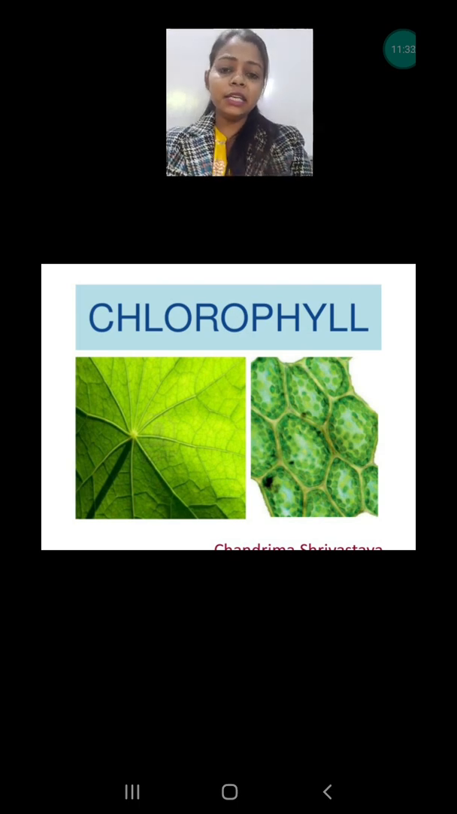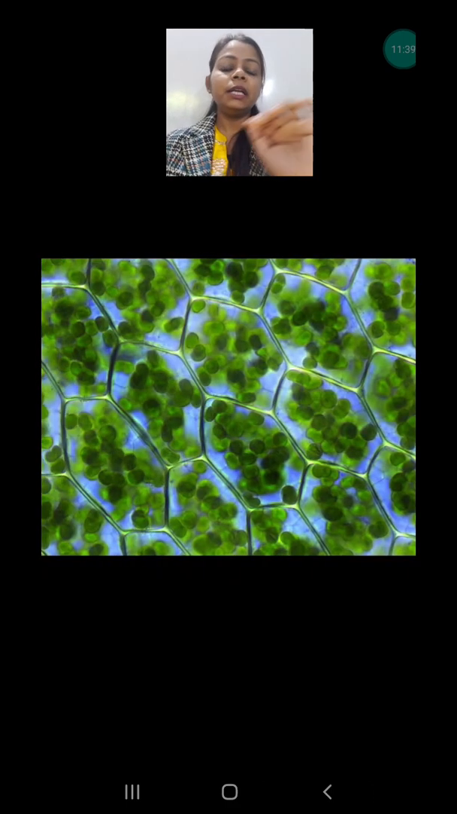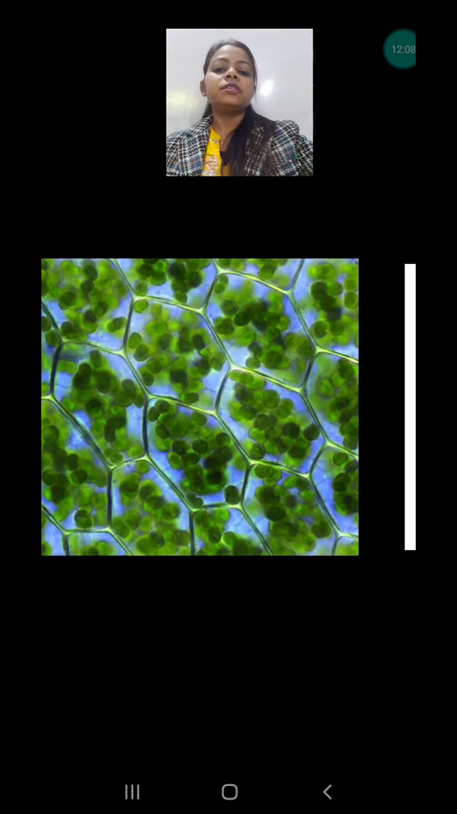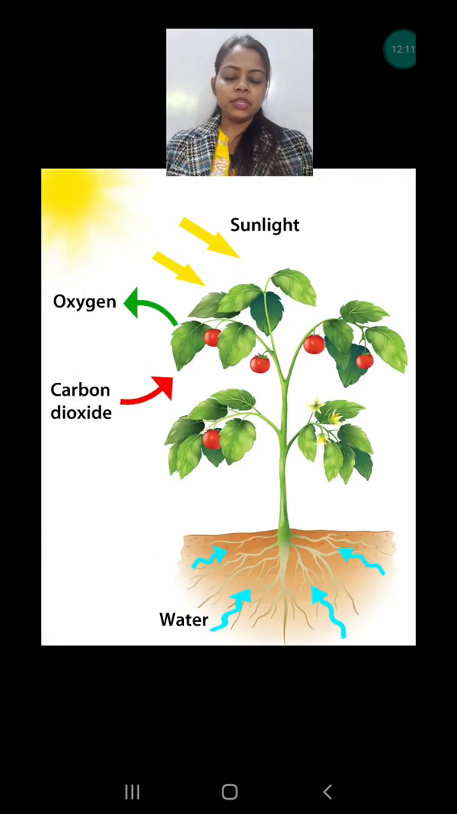If you look at the leaf, you will see green pigments. If we look through an electron microscope, you see very small pigments there. These are chlorophyll. Chlorophyll is the green pigment which is present in the green leaf. If chlorophyll is not there, then sunlight will not be absorbed and photosynthesis will not happen. That's why these green pigments are very essential for the plant. That's why most plants are green in color. And this is very important for photosynthesis.